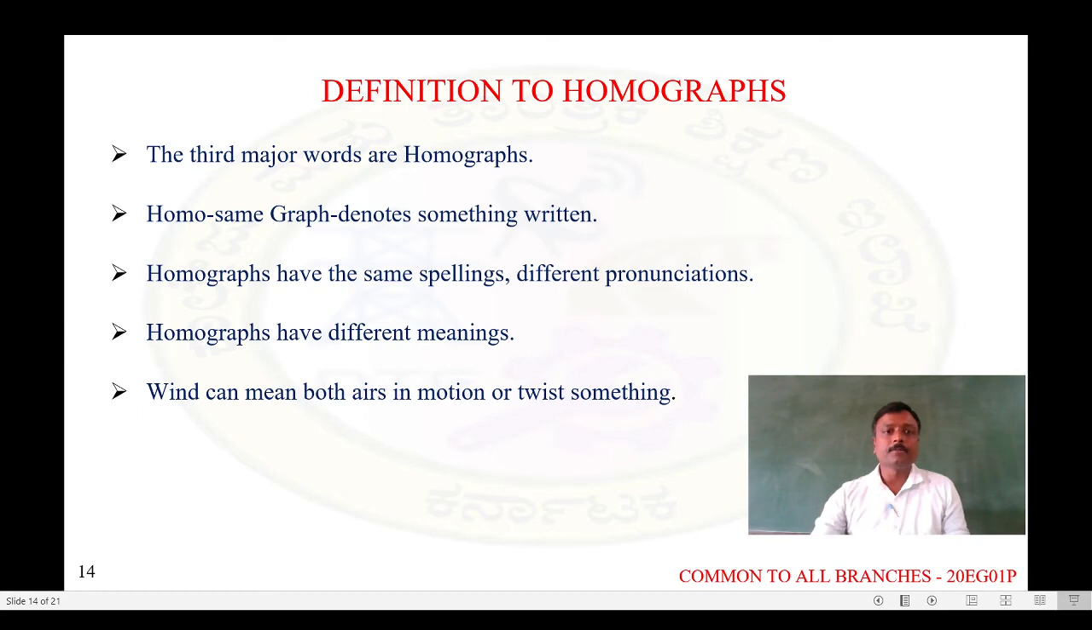For example, if you see the word wind, W-I-N-D, wind can mean both air in motion or to twist something. So the word wind can be pronounced in two ways. One is wind, another one is wind. Wind means air in motion and wind means to twist something. So this is about homographs. I hope you have understood about homographs. So let's go to the examples on homographs.